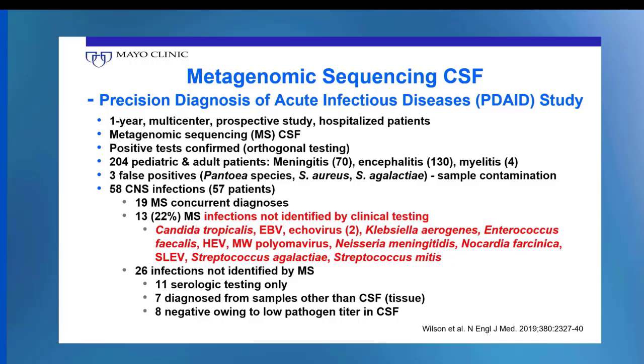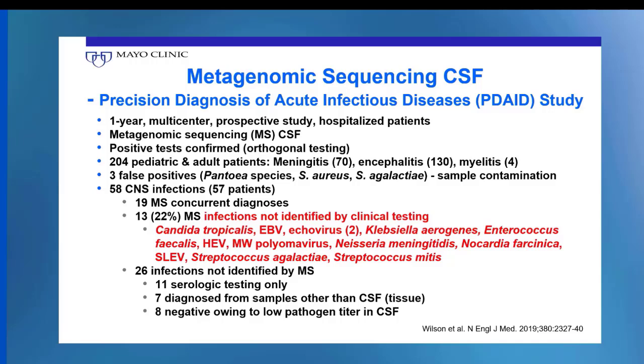So what did they find? They found 58 central nervous system infections in 57 patients. And the details of what was found, I think, are really helpful. In 19 cases, metagenomic sequencing confirmed a diagnosis that was already known, so it enabled a concurrent diagnosis. In 13 cases, 22%, infections were found that had not been identified by routine clinical testing.